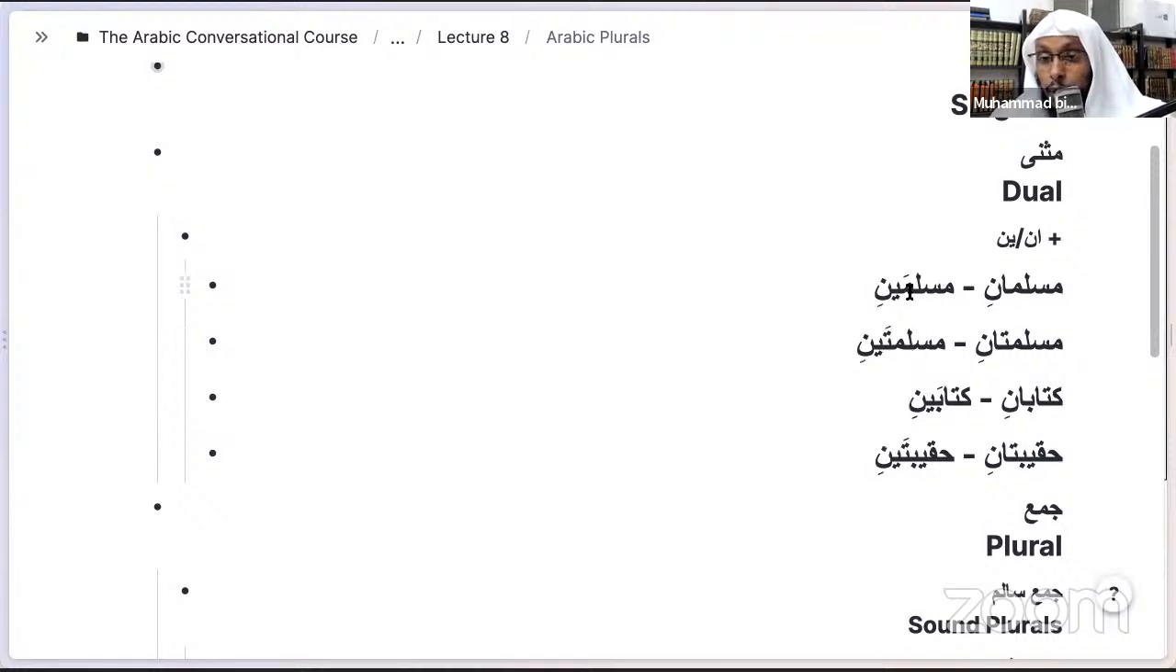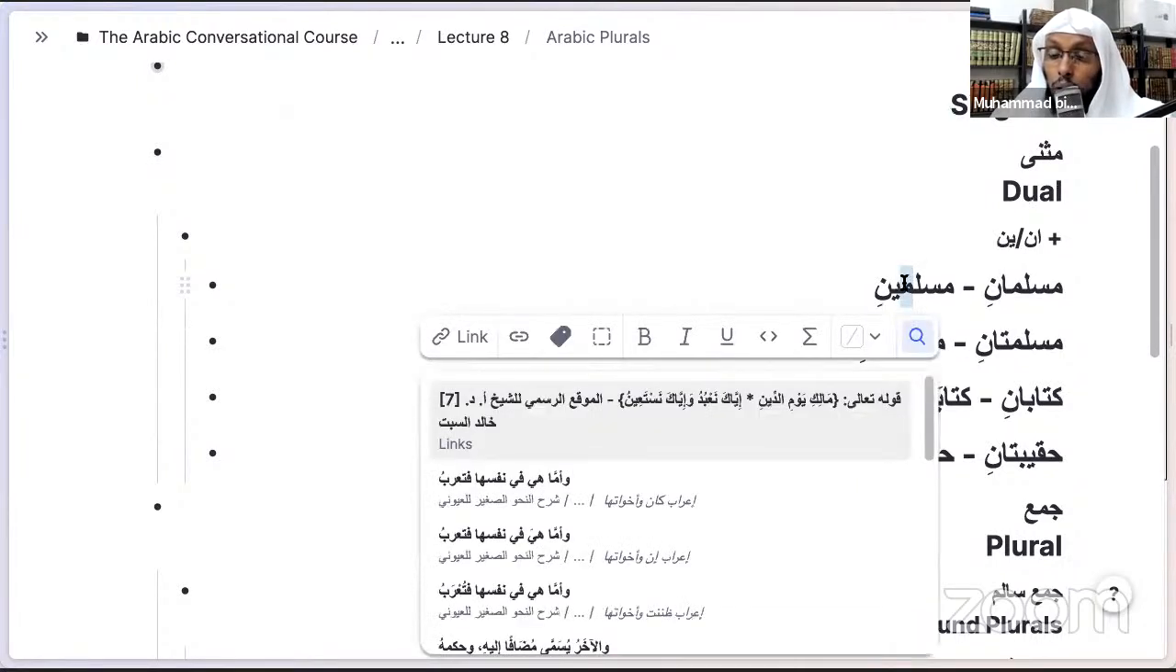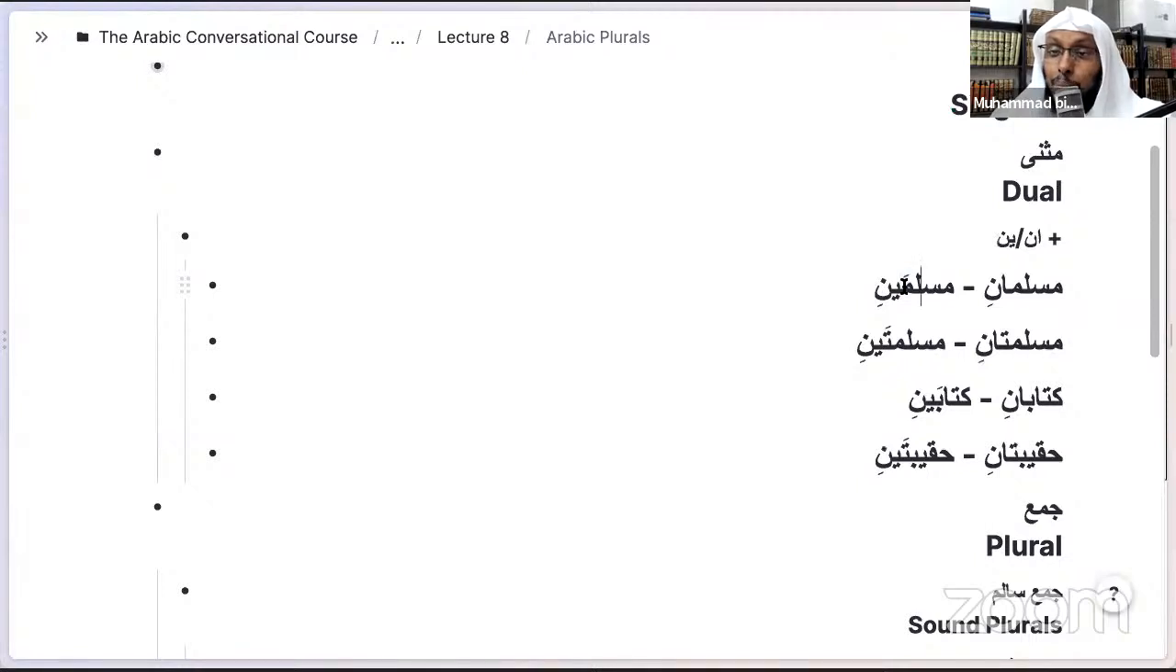Can you see this? Muslimayni. Can you see the fatha on the meem? Yes. So when it comes to the dual, the letter before the ya and noon always has a fatha. So we end up with what's called a maddulin, or a diphthong. Muslimayni.